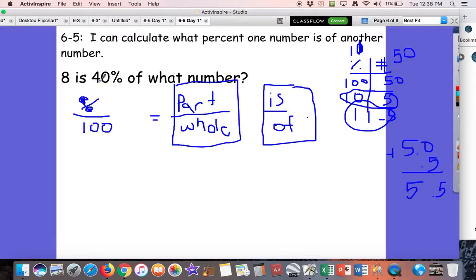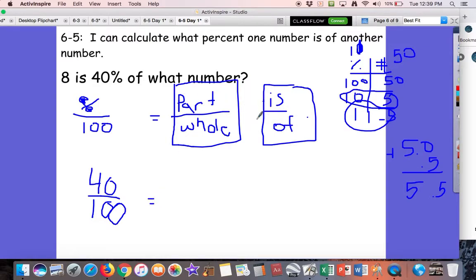So what do we know? We know the 40%, and we know 8 is 40% of what number? So we know the is, we don't know the of, and we know the percent. So I'm just going to fill this in. The percent is easy because it has the percent right after it. So that goes there. That goes there. Okay. And the x will be in different spots depending on the problem.